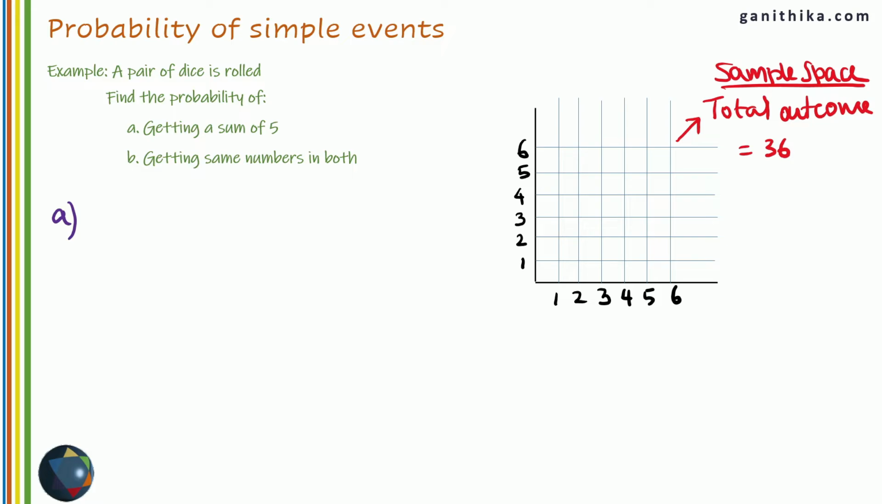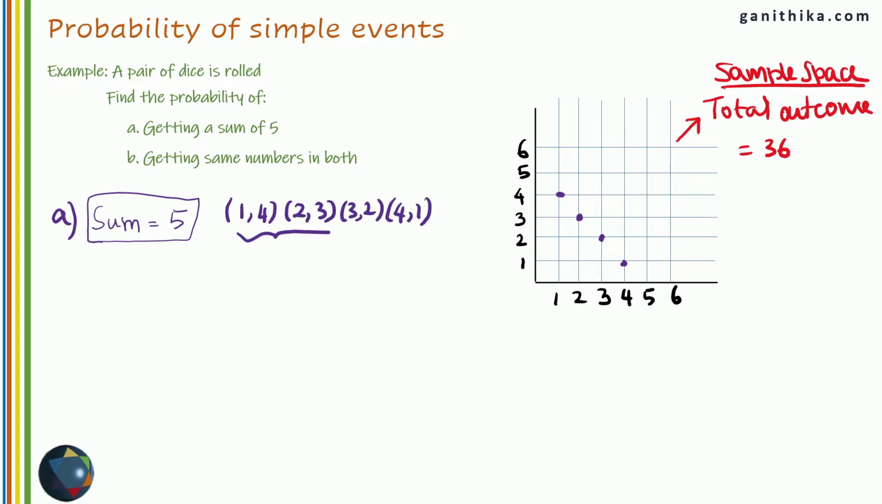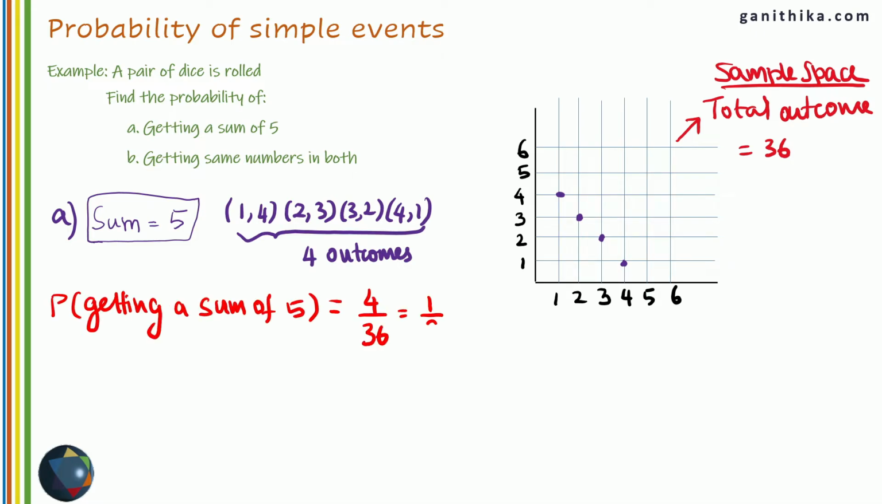In question A, you need to find the combinations which give you the sum of 5, right? So what are the numbers that will give you the sum of 5? 1 and 4, 2 and 3, 3 in the first die and 2 in the second die, 4 in the first die and 1 in the second die. These are the 4 combinations that you will use to get a sum of 5, right? So there are 4 outcomes for this event. Therefore, probability of getting a sum of 5 is 4 out of 36, which is also simplified to 1 over 9. This is the probability of getting a sum of 5 when you roll 2 dice.